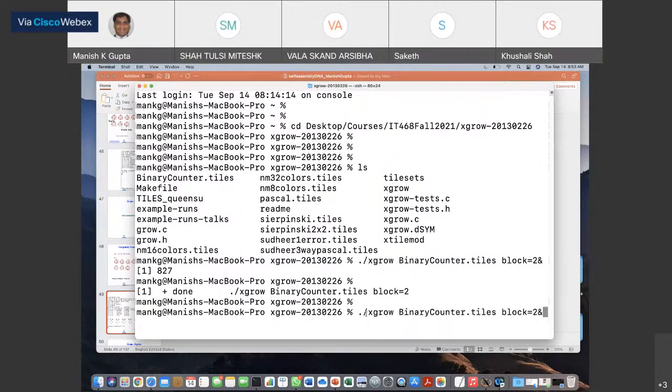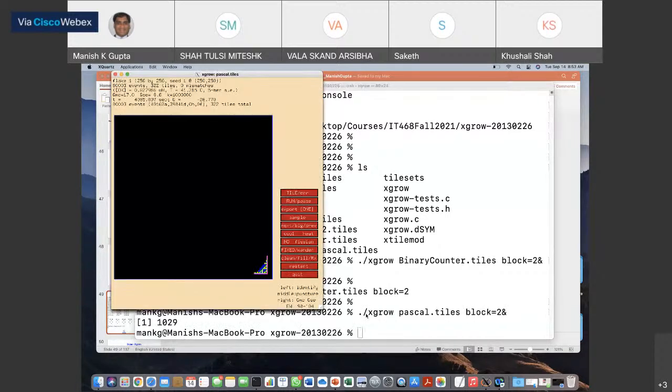So now I go here, I'll write down the command. I have renamed them as Pascals or tiles, and block is equal to 2 means you will see bigger ones. You see, can you see the nice Sierpinski triangle created?